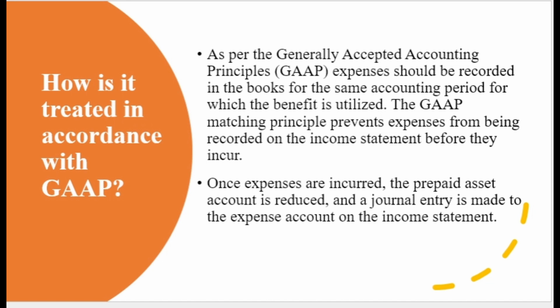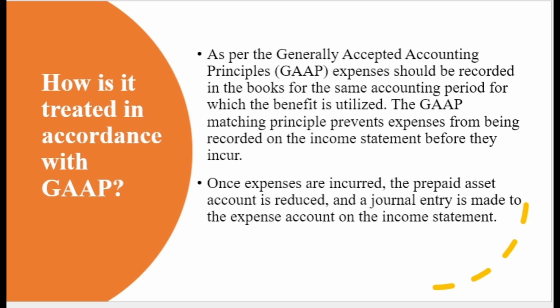The GAAP matching principle prevents expenses from being recorded in the income statement before they are incurred. That means only the expenses that are utilized for that financial year should appear in the books of account for that financial year, or monthly, recognized according to that particular month or year only. Any expenses pertaining to a period beyond the financial year should be separated from the books, though they are paid.